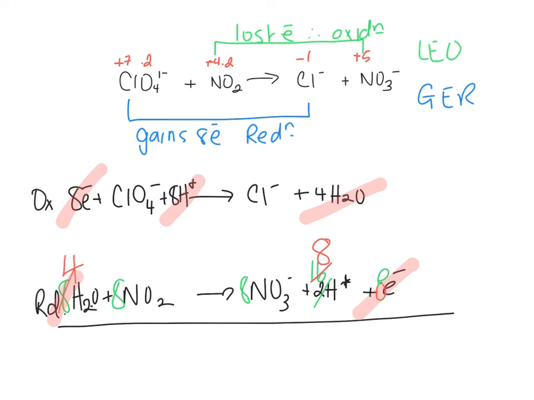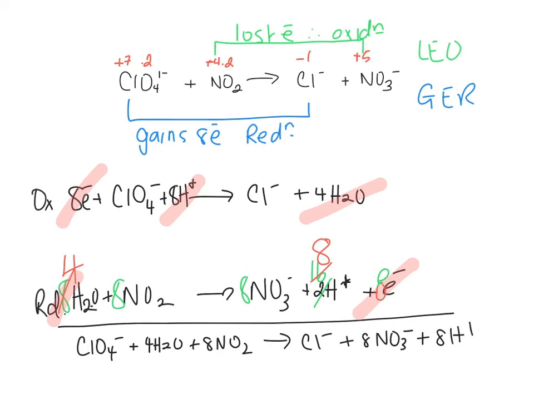So now add these two equations together and it should be your balanced chemical equation. So we've got ClO4 negative plus 4 waters plus 8 NO2s goes to 1 chloride, 8 nitrates, 8 hydrogen ions.